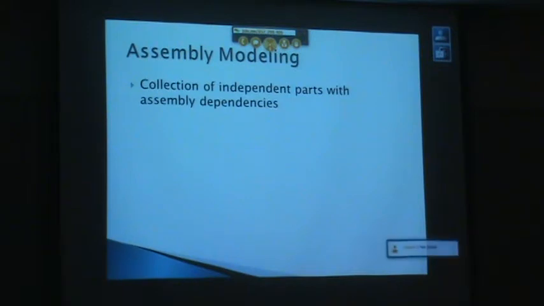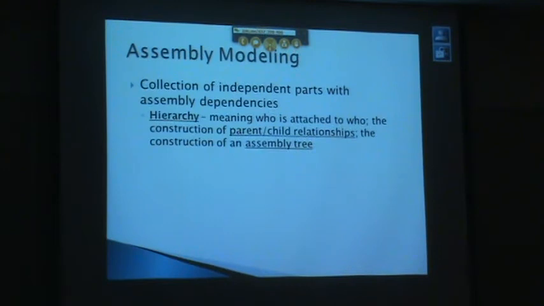Assembly modeling: a collection of independent parts with assembly dependencies. So what are the dependencies? There's two types. One of the dependencies is referred to as hierarchical, where it is father to son or parent to child. Okay? So being able to understand this part is connected to this parent part. This parent part is actually connected to another parent, and so the relationship from part to part is referred to as the hierarchy, and it leads to an assembly tree.